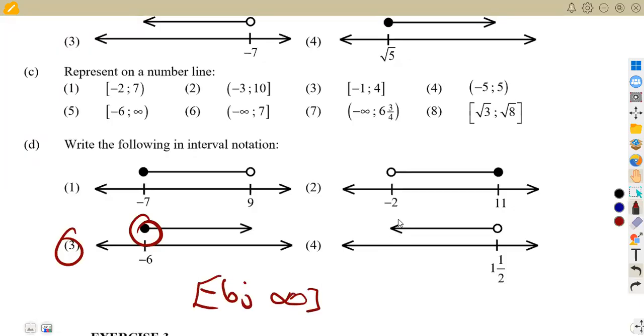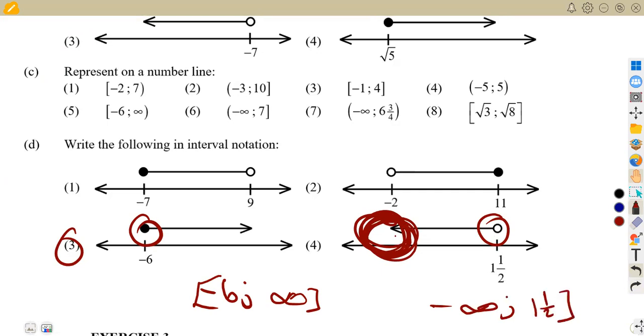This side, we do not have a starting point. Where are we starting? We do not know. But what we know is that we're going to end at 1.5. From this side, we are going to end at 1.5. So it is going to start from negative infinity. We do not know the starting point, but that is what? Negative infinity. Up to where? Up to 1.5.